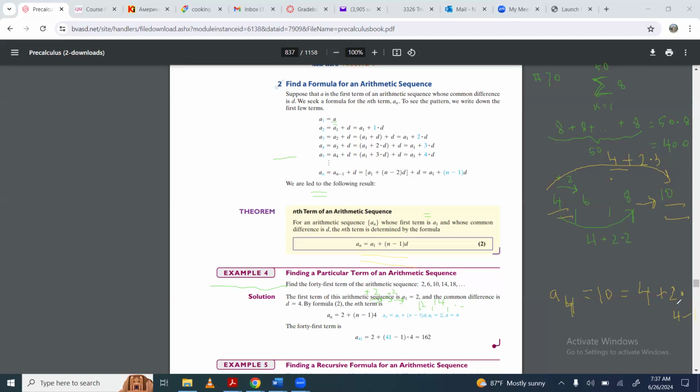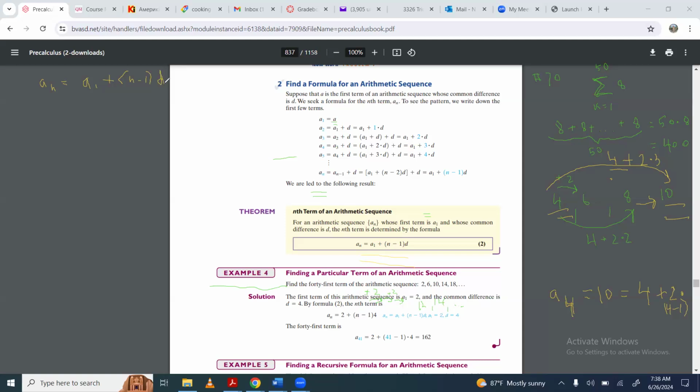So they're trying to relate. Let me write this. They're trying to relate the first term with this in order to produce a nice formula for the nth term. They say the nth term for the special type of sequence called arithmetic is dealing with the first one, and the difference will be added so many times, which is 1 less than the index of the term that I'm trying to get.